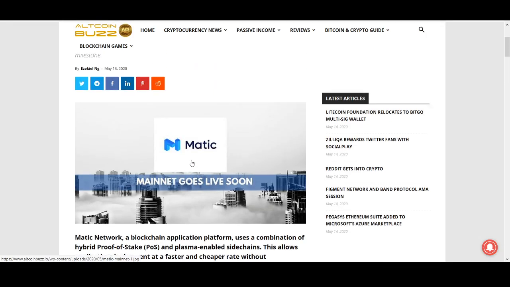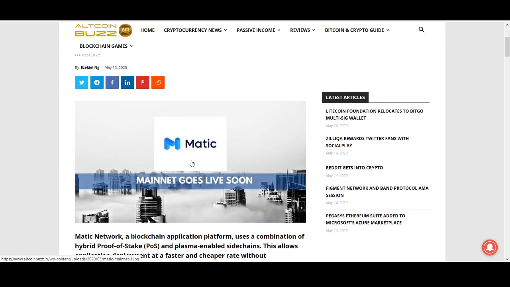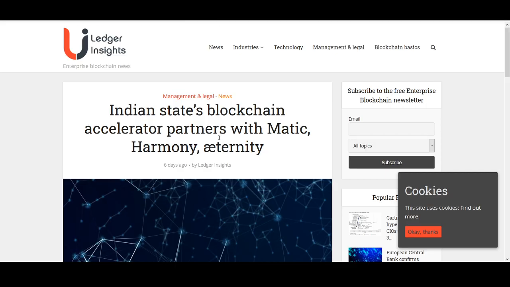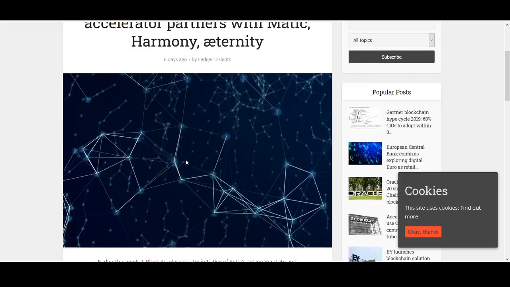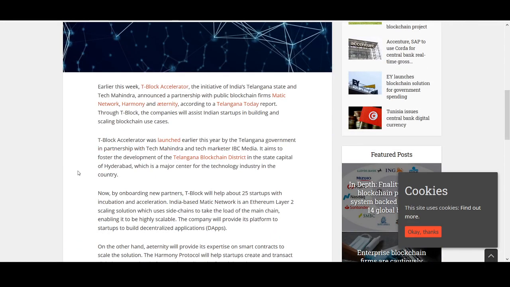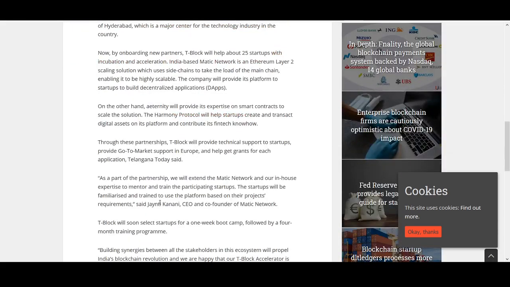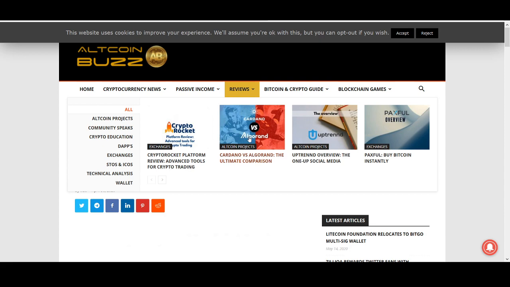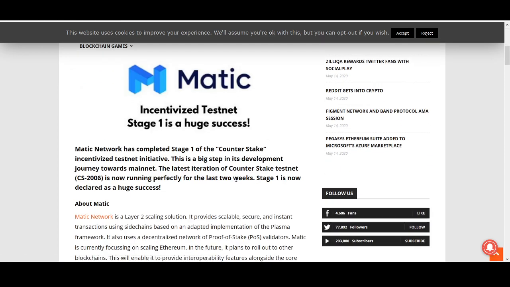If you're really interested in Matic, I highly recommend you read the whole article, read their white paper, research their website as well. So I'll go through a couple of news though. Indian state blockchain accelerator partners with Matic, so Matic are getting more partnerships as well, not only in India, they've got partnerships with other big companies in cryptocurrency and outside of the market of blockchain. I believe they've got links with Chainlink as well. I'm not 100% sure about this news.